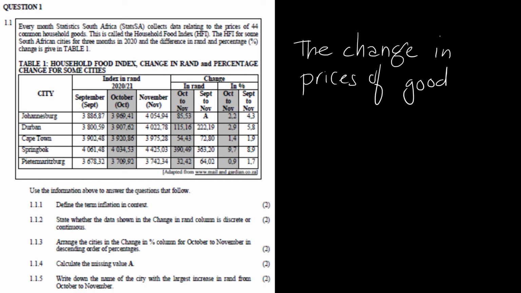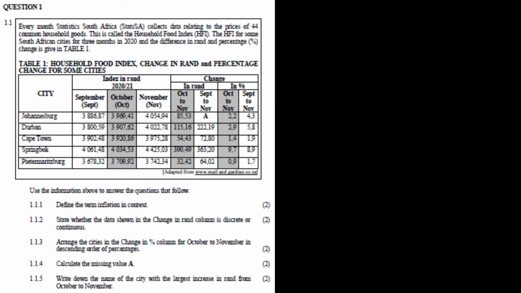Right, but that's the first part, and then the second part is within the context, from month to month. Okay, so this fulfills what the question requires. Next question is, state whether the data shown in the change in rand column is discrete or continuous.